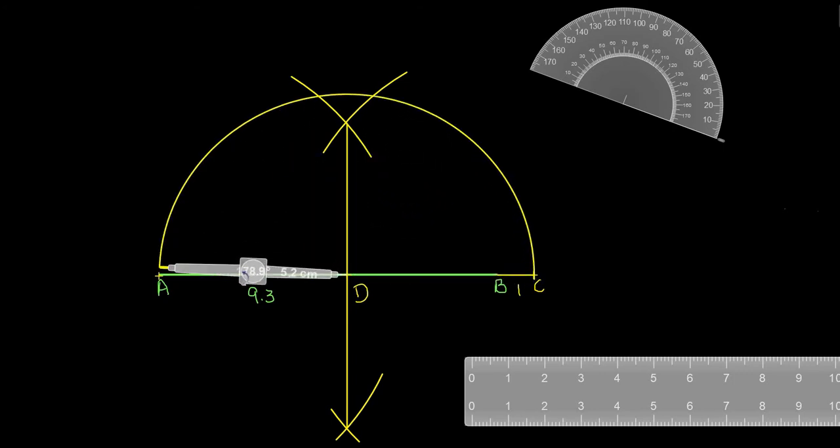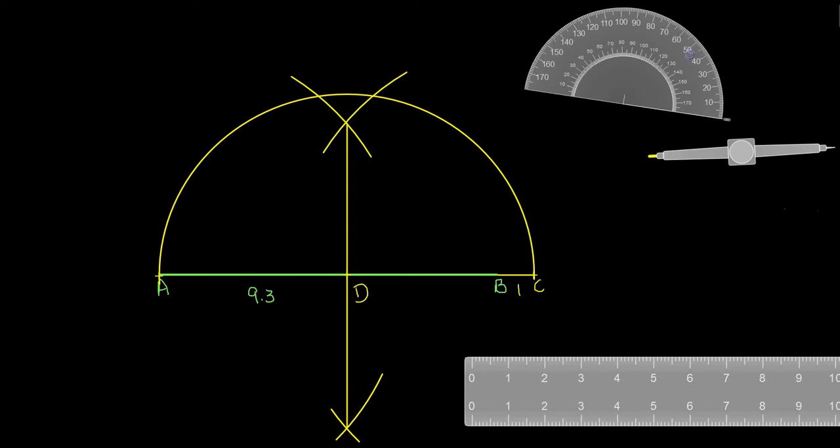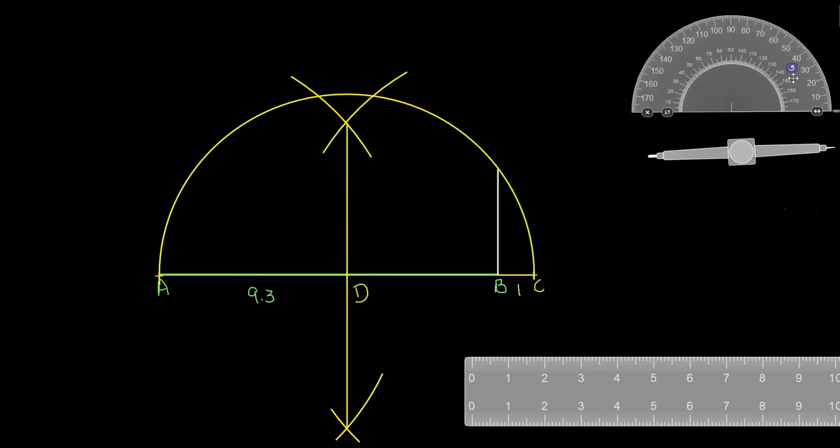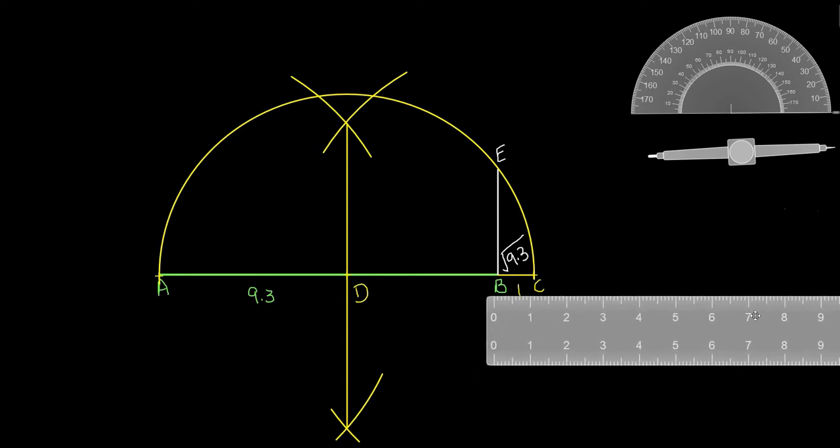From the point D, we'll draw a semicircle with base as AC. Now with the help of a protractor, we'll draw a perpendicular at point B on the line AC such that the perpendicular touches the semicircle at a point. Let this point be E. So now BE is equal to root 9.3.